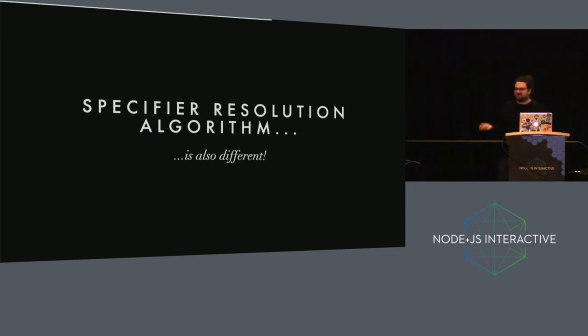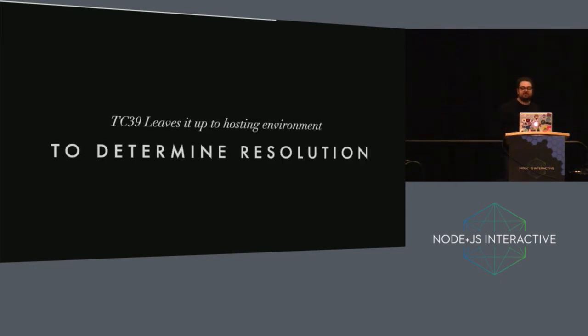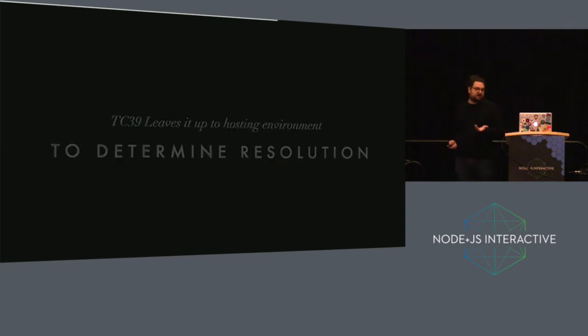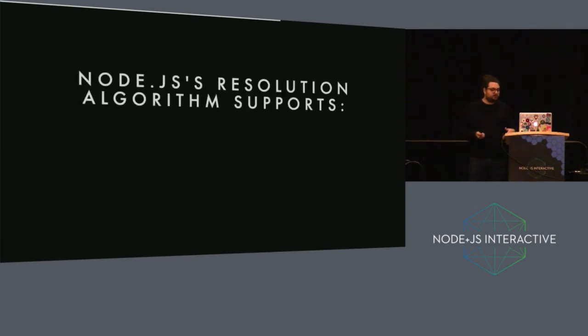And that specifier resolution that I've been talking about, too, is also different. TC39 similarly leaves it to the hosting environment to determine how we resolve specifiers. So Node.js has a resolution algorithm for specifiers that many of you are probably familiar with. It supports bare imports. It knows to just look in the node_modules folder. It knows how to crawl the node_modules folder and package.jsons to find that particular module that you're trying to require.